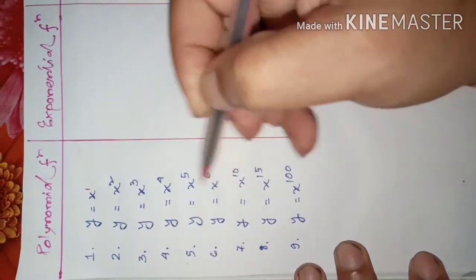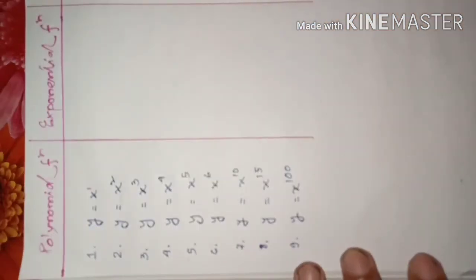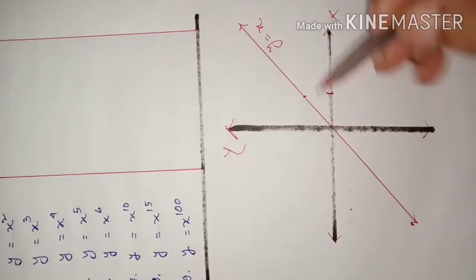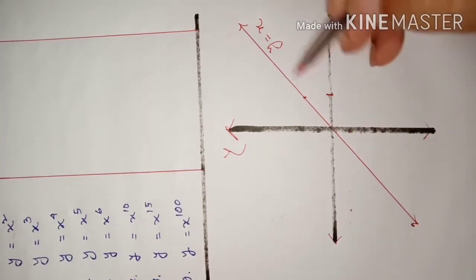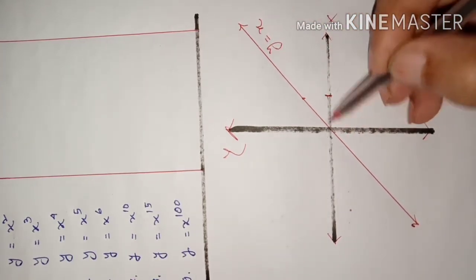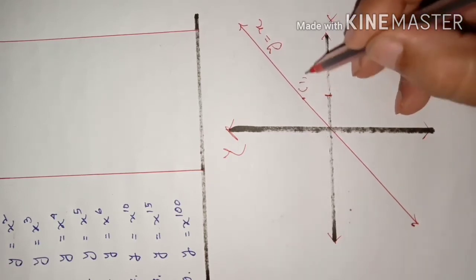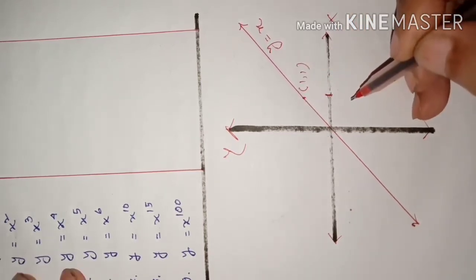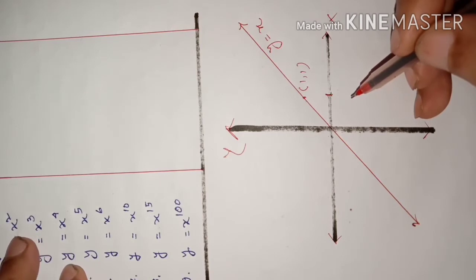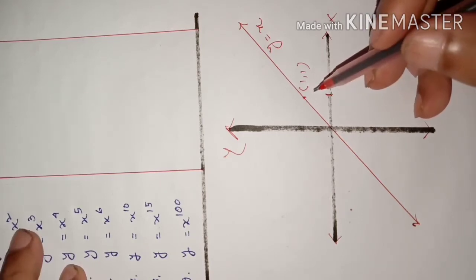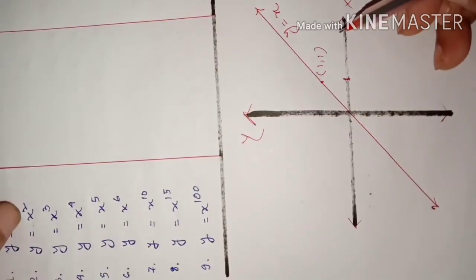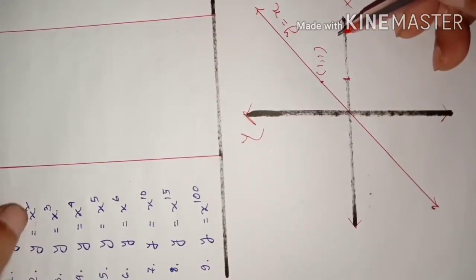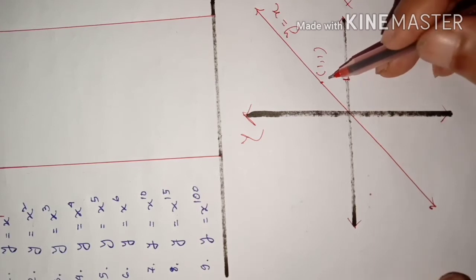If you look at the graphs of these polynomials, you will realize something. This is the graph of y equal to x. It passes through the origin and also through the point 1, 1. Now let us see the graph of y equal to x square. That also will pass through 1, 1, because if we take x equal to 1, then y also will be equal to 1.